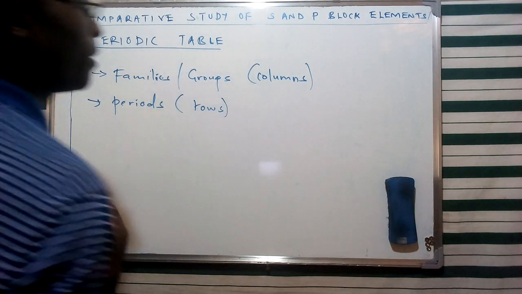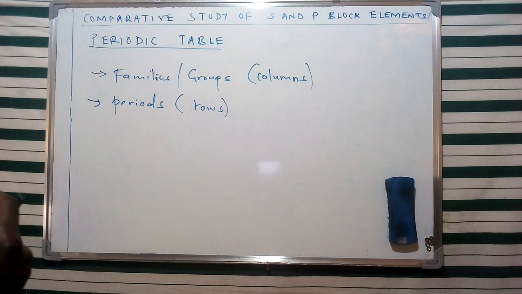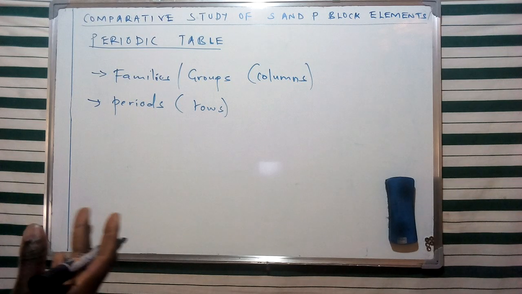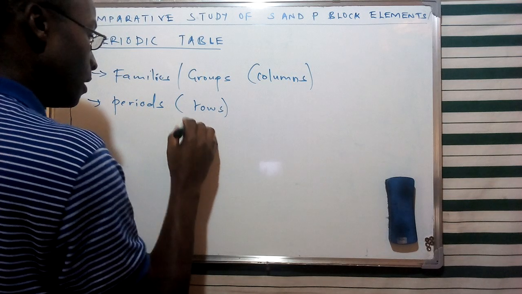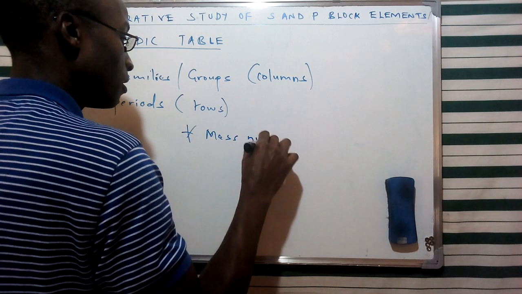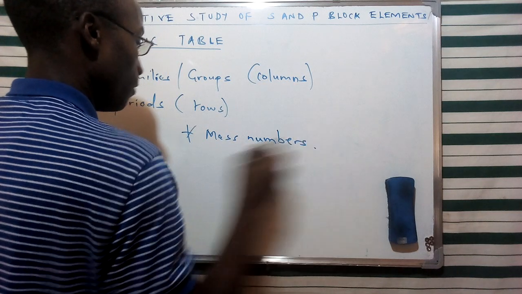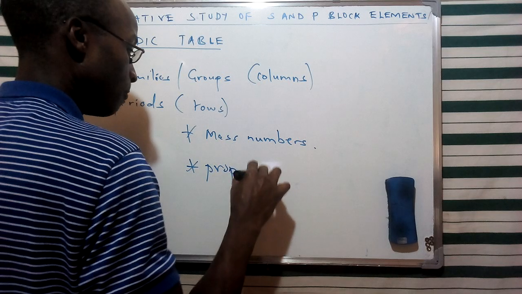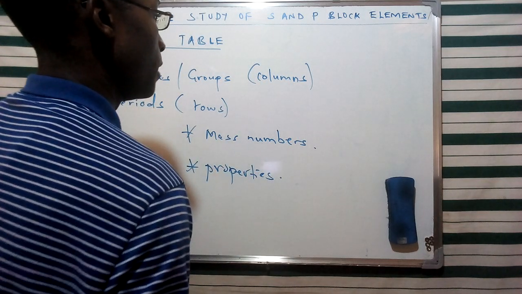Now, the periodic table, as I had mentioned from our previous video on the overview of the periodic table, I had said that it's organized in an array of elements depending on their mass numbers. And of course, this is also going to be taking note of their specific properties, which are going to be physical and chemical properties in that particular sense.